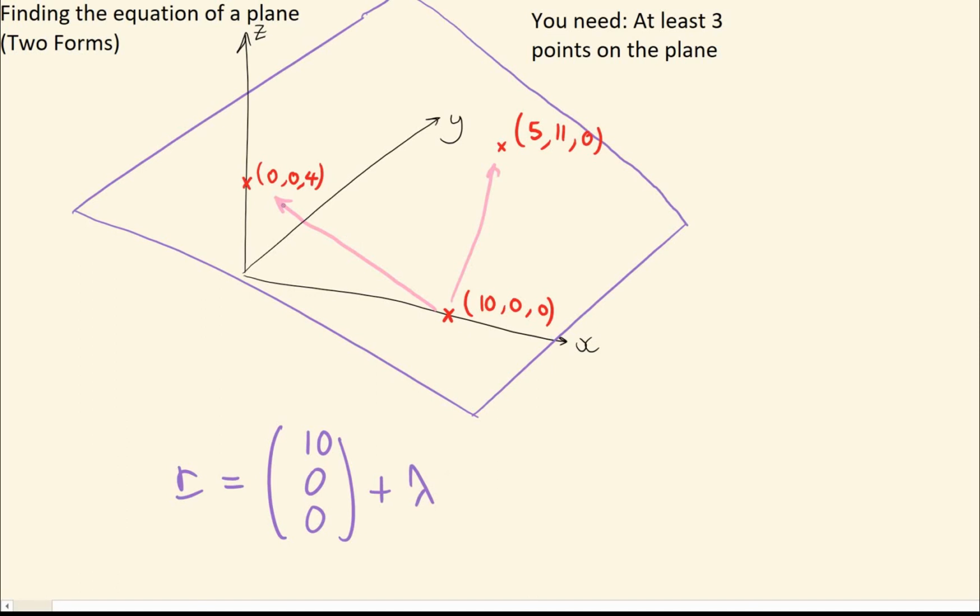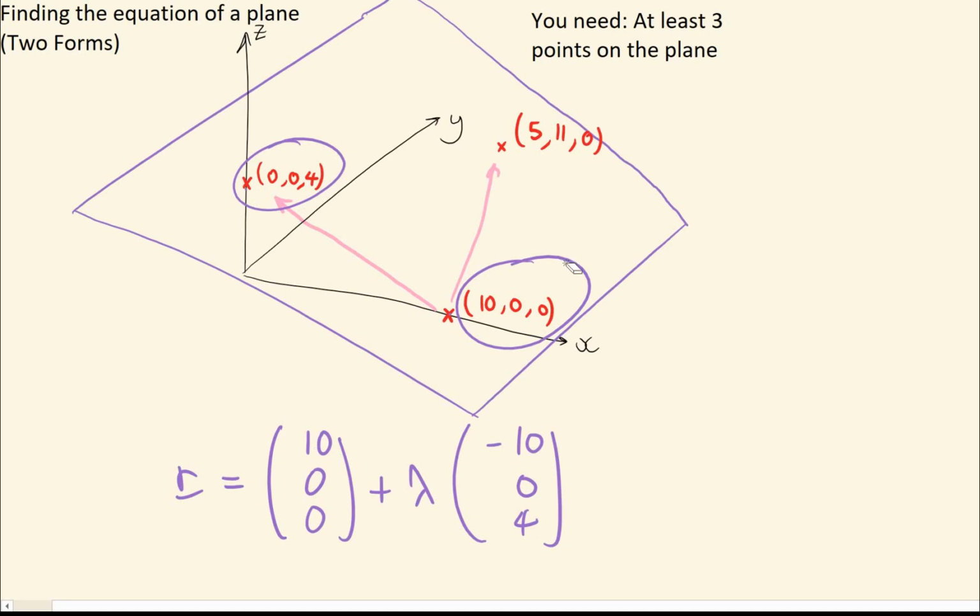So plus lambda, I want to get to this point here, and the vector from here to here is going to be this vector minus this vector. So that would be (minus 10, 0, 4). Here you can see if lambda is 1, that would take me to this point here. So it would be 10 minus 10 with a plus 4 here.